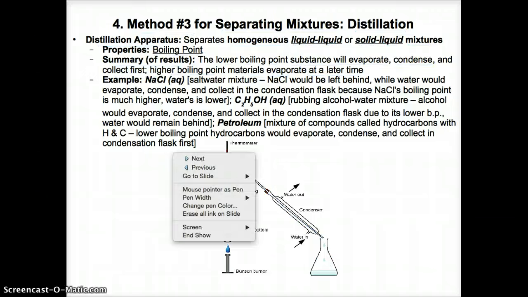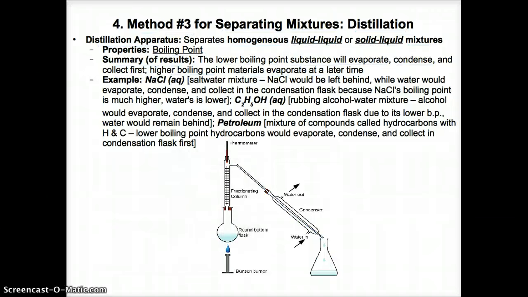One example of a homogeneous mixture that you can separate using distillation is NaCl(aq). It's a solid-liquid mixture where you have NaCl being the solid and the liquid is water, obviously. So that you form NaCl(aq), or an aqueous solution, aka a homogeneous mixture of sodium chloride. So basically what happens is sodium chloride, since it has a higher boiling point, would be left behind, while water, having a lower boiling point, would evaporate, condense first, and collect in the condensation flask as a liquid, because NaCl's boiling point is much higher while water's is lower.